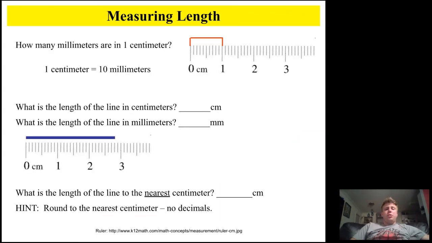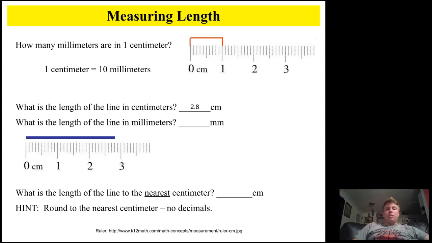Now, when measuring in the metric system, we will be using mainly centimeters and meters in class. But at some point, you may need to convert to millimeters. You should know that 1 centimeter equals 10 millimeters. So what is the length of the line below in centimeters? If you said 2.8 centimeters, you would be correct.